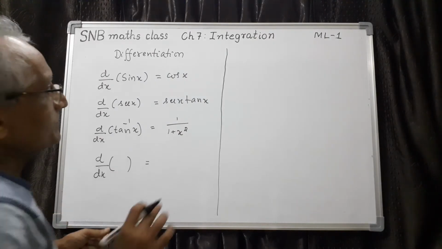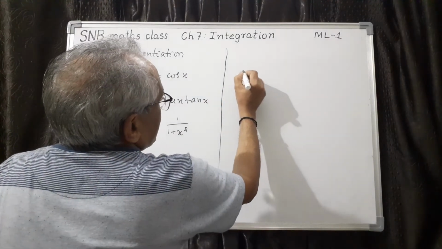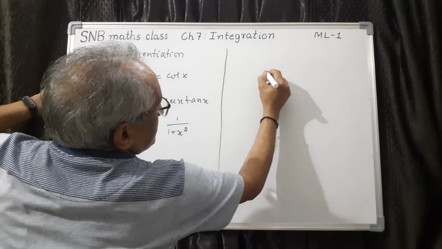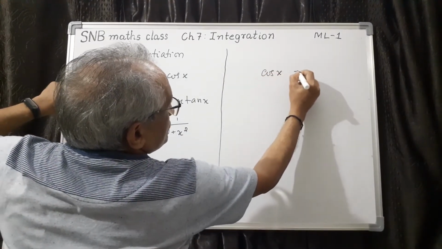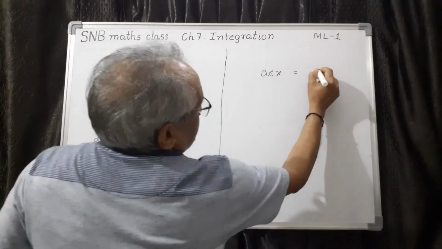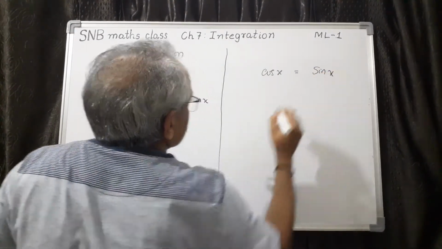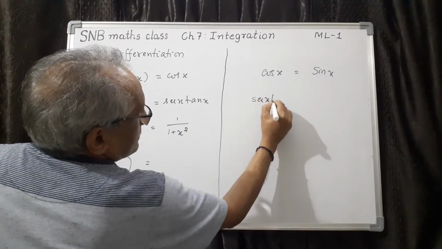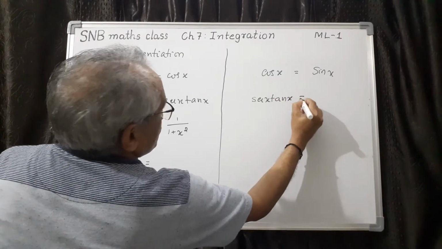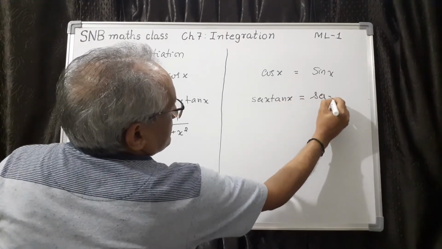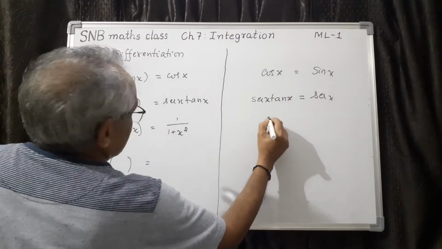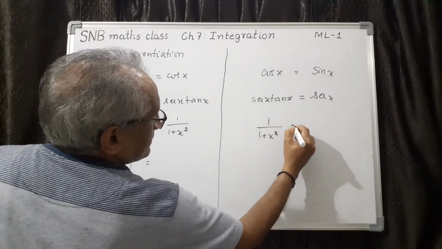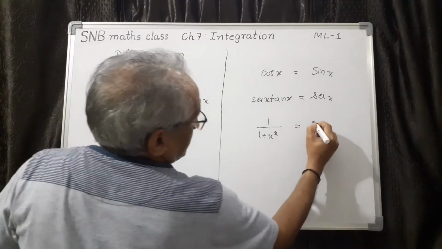Now the question is, I want to find an operator which takes cos x, and this must be equal to sin x. Similarly, it should take secant x tan x and give secant x. And similarly, 1 by 1 plus x square should give tan inverse x.